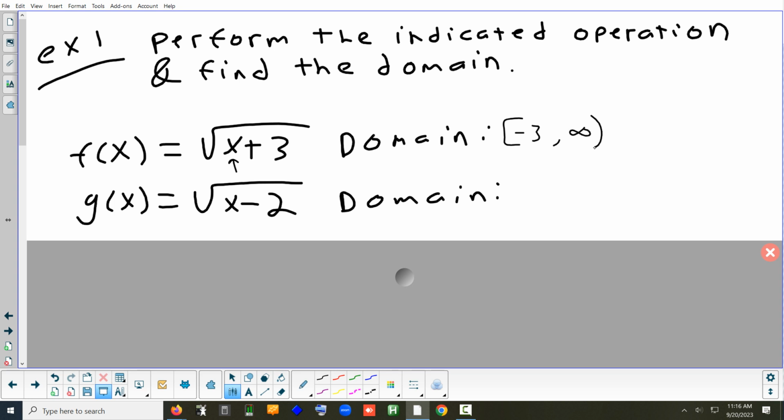Some people get tripped up, like, why can you include the negative 3? Absolutely. You can take the square root of 0. That's no problem. You can't divide by 0. I think that's what some people mix up.